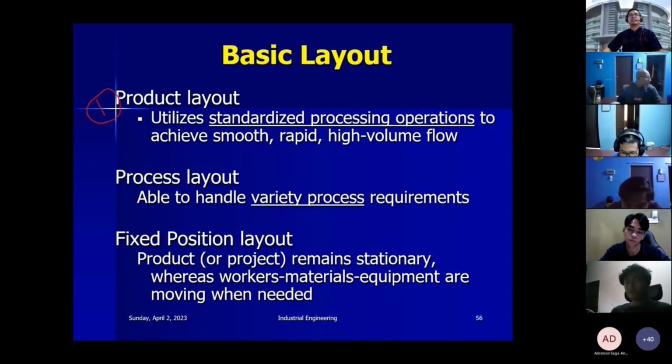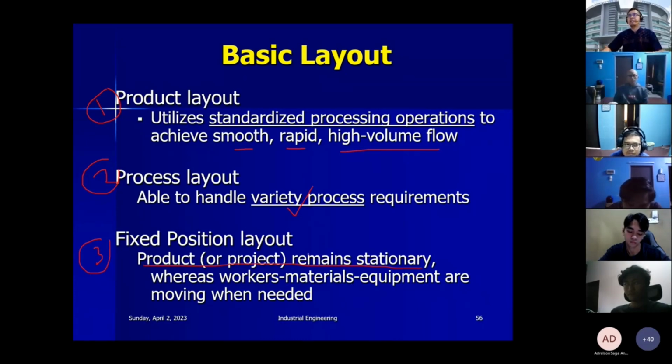What is the product layout? It utilizes a standard processing operation to achieve a smooth, rapid, high volume flow. Meanwhile, the process layout is able to handle a variety of process requirements. And the fixed position layout is where a product or project remains stationary, whereas the workers, material, and equipment move where needed.